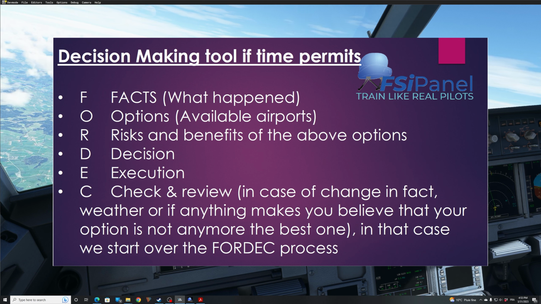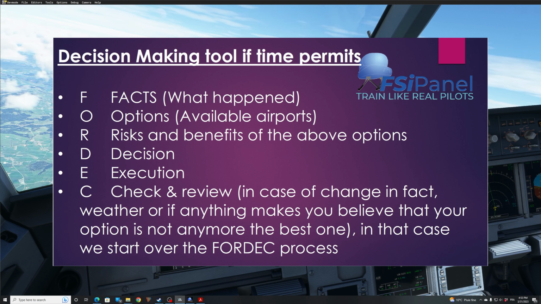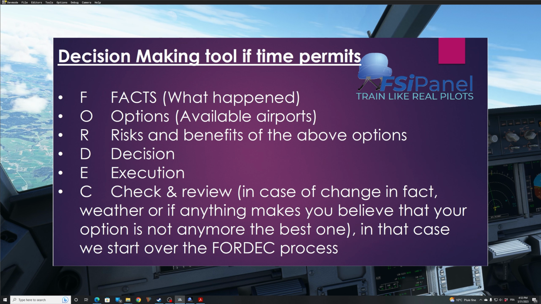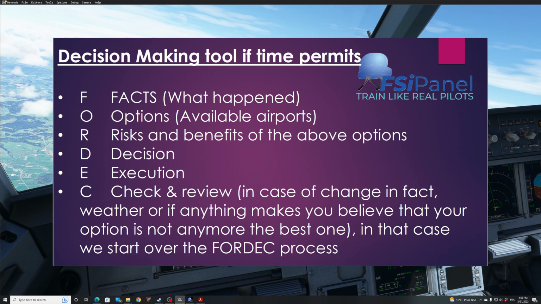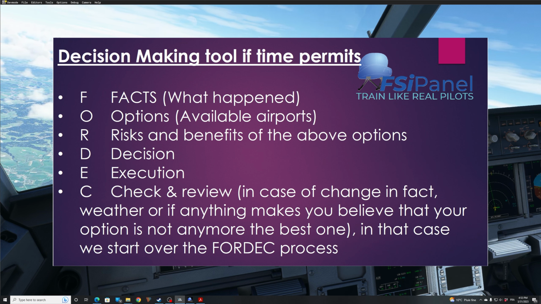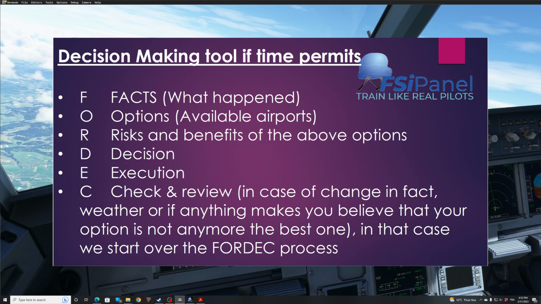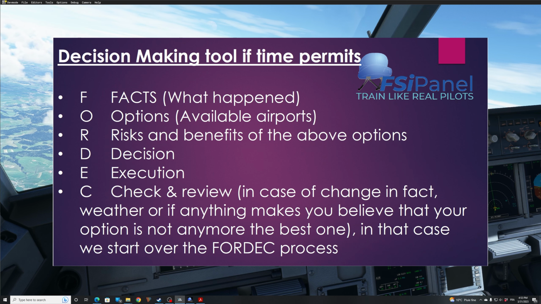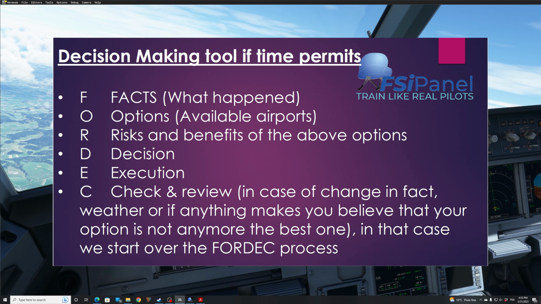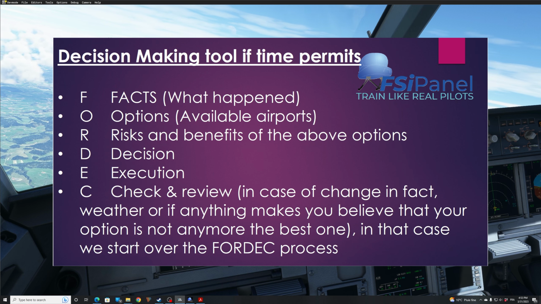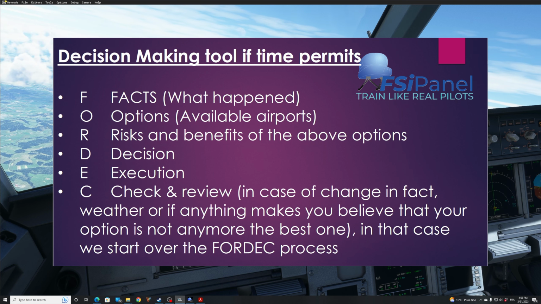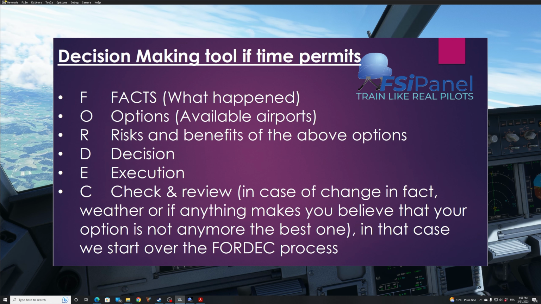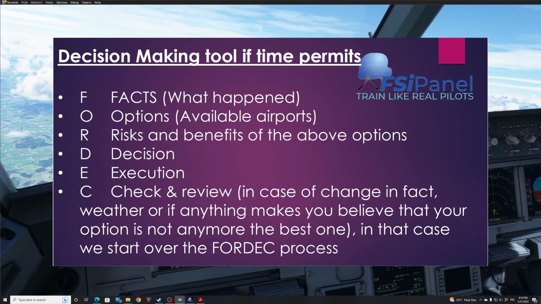And now you look at the risk and benefit. What will be the risk to go back to Geneva, or what will be the benefit to go back to Geneva versus Zurich? So in that case, we can say destination is Zurich, the passengers want to go to Zurich, and we know that we have spare parts in Zurich and we have better maintenance in Zurich. So basically everything goes in favor of Zurich. The QRH doesn't ask for an immediate landing.